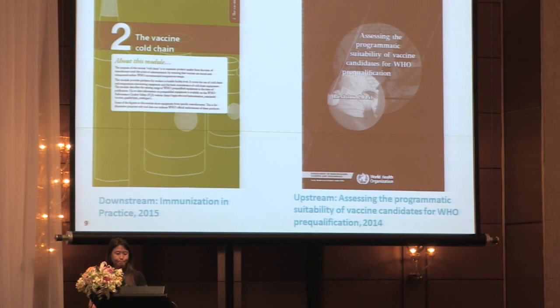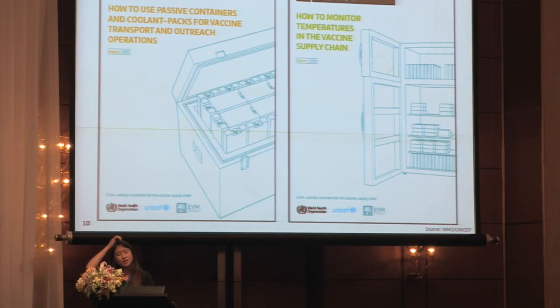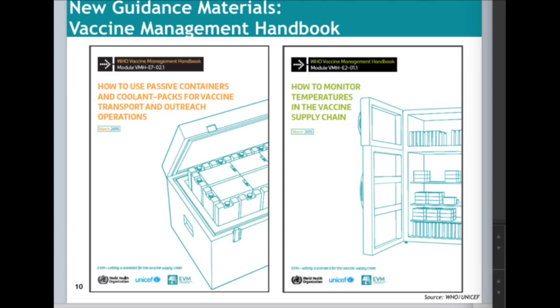When we did the SOPs for the EVM, we found there were still evidence gaps, but also how-to gaps. The SOPs are very clear recipe books and protocol procedures, but what's missing is the field implementation and the decisions that need to be made in the field. So we have put together a modular approach to developing pieces with respect to overall vaccine management. We call it the Vaccine Management Handbook. We have two modules coming out. One, how to use passive containers and coolant packs for vaccine transport and operations. Secondly, how to monitor temperatures in the vaccine supply chain.